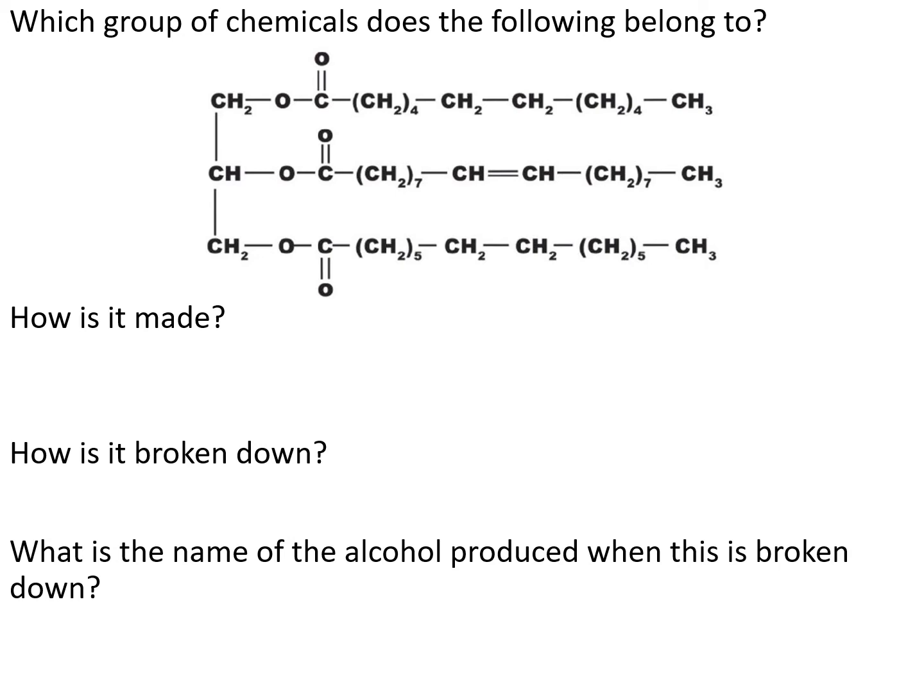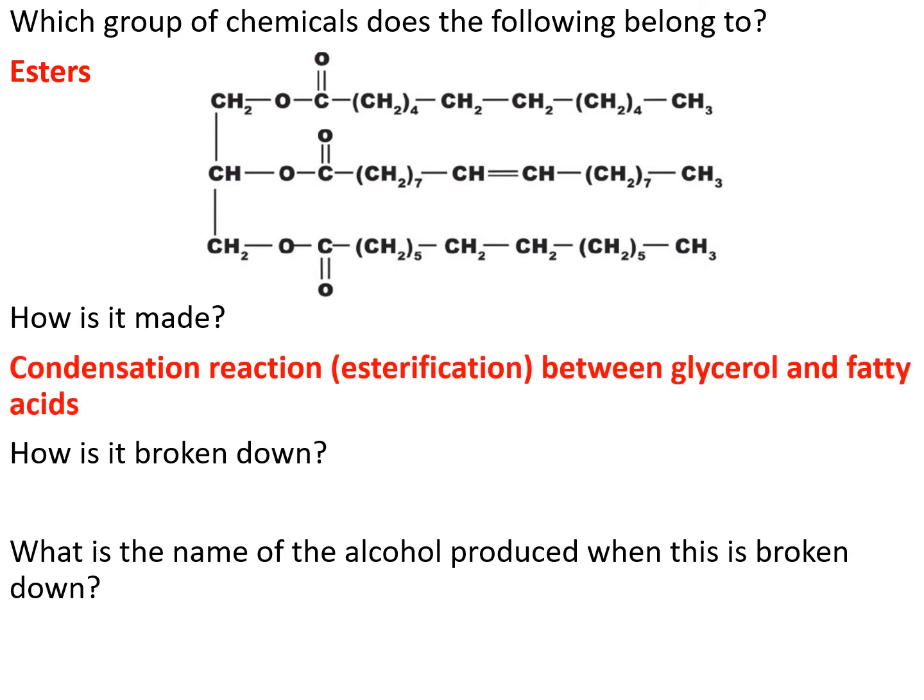Okay, so hopefully this is familiar. This is a triglyceride. This is the fat molecule, and in there we have three ester groups. So this therefore belongs to the ester homologous series. The way that we make it is via a condensation reaction. A specific type of condensation reaction is known as an esterification reaction, and it is between glycerol and 3 fatty acid molecules. We break this down back into the glycerol and fatty acid molecules via a process called hydrolysis.